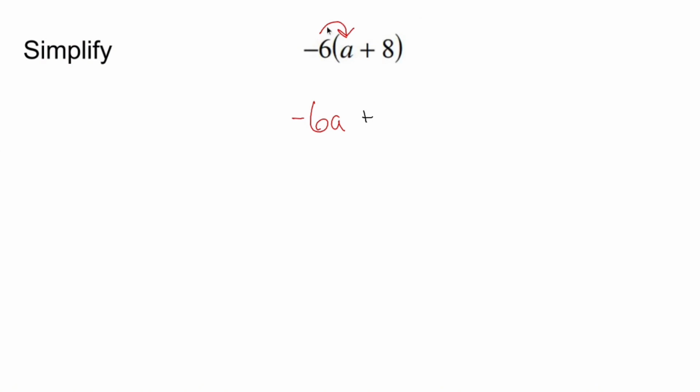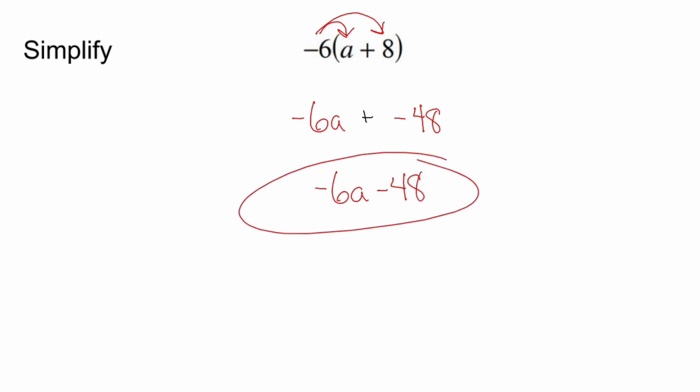-6 times +8 is actually going to be -48. So maybe I did too much with that dropping down the plus sign. So I'm going to get rid of the plus sign and make that -48. And that's distributive property. These two don't combine because one has an A and the other one doesn't. So don't combine them.